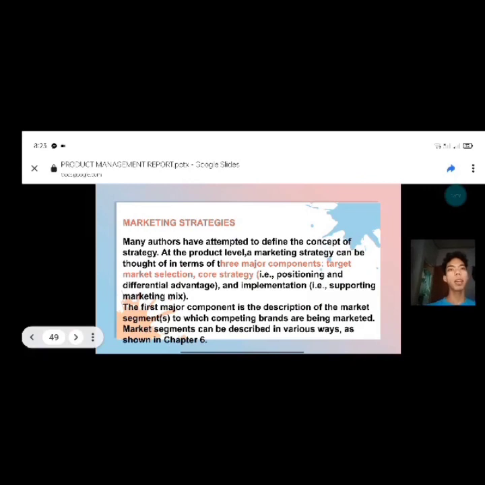So the marketing strategy: many authors have attempted to define the concept of strategy at the product level. The marketing strategy can be thought of in three major components: target market selection, core strategy. Sinabi dito, pag sinabi natin marketing strategy, yun yung strategy kung paano mo ibebenta yung product mo in the market. May sinasabi din dito na three major components: target selection, core strategy. Yung mga parts ng marketing strategy.